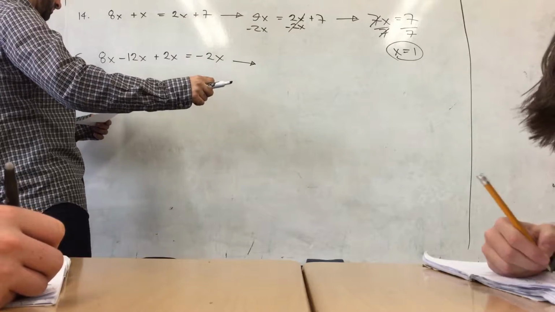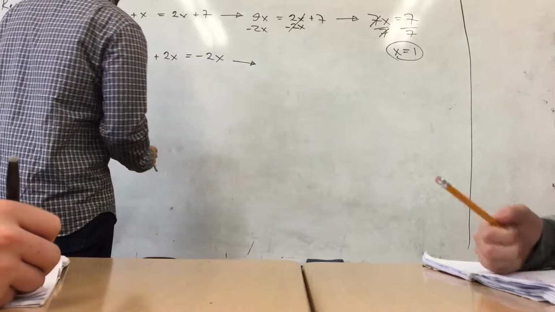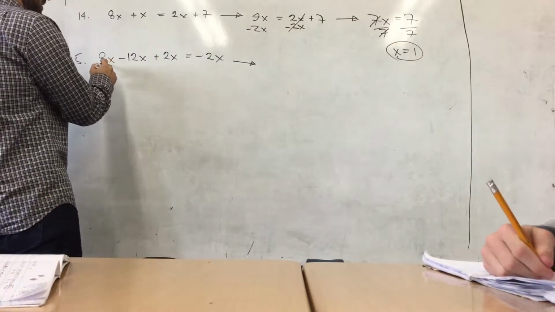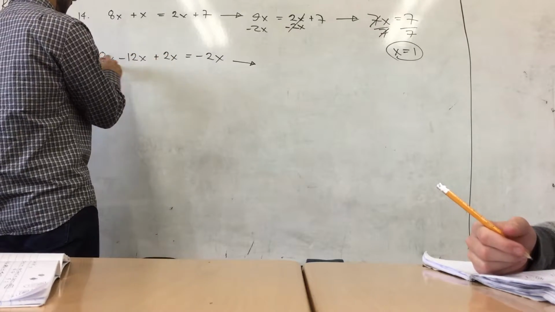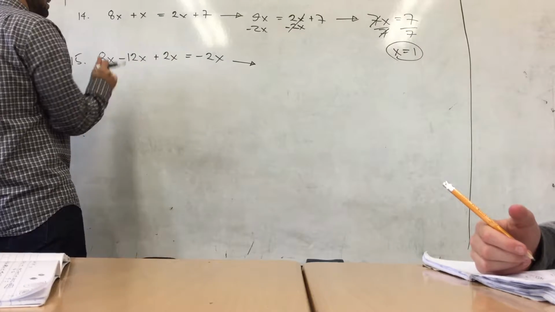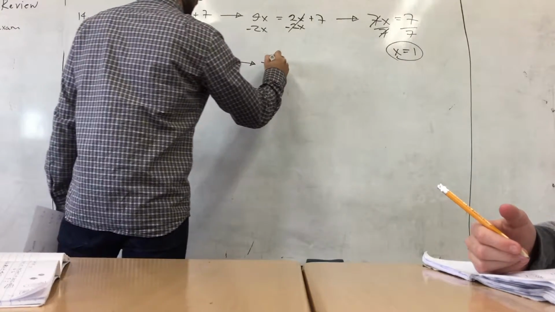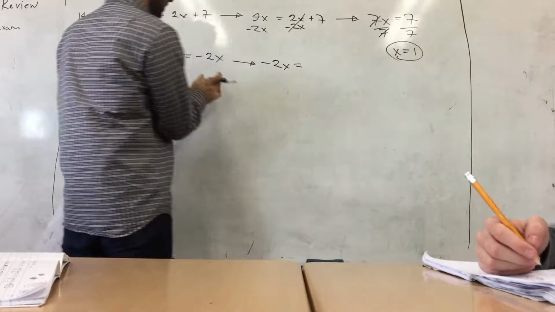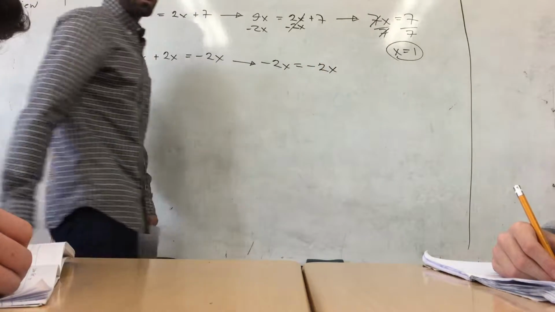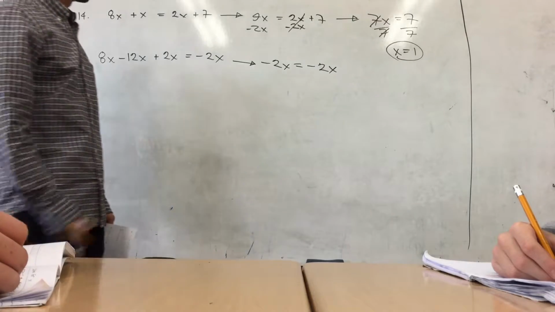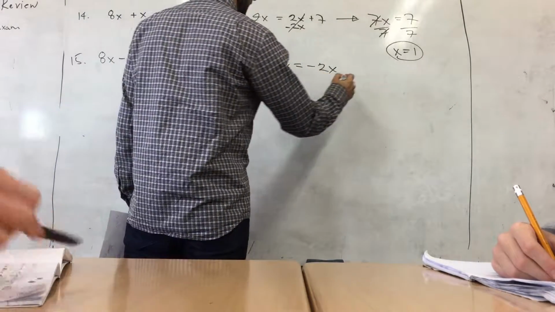So the 8x, negative 12x, plus 2x. Okay, what's 8 minus 12? Or if you want, let's do 8 plus 2. Okay, 8 plus 2, that's 10, minus 12, negative 2x equals negative 2x. That's all real numbers, right? What is this? Yep.